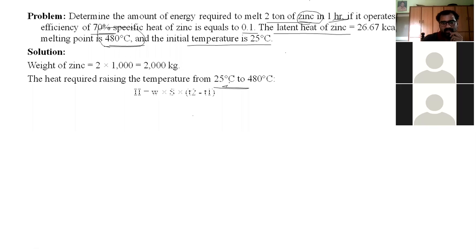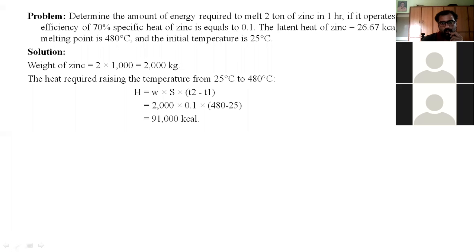So for that we have calculated: heat is equal to weight of the zinc into specific heat of the zinc into the difference between the final temperature and initial temperature. By placing the values, that is 2000 kgs into specific heat, he has given 0.1. The specific heat has been given as 0.1. This 0.1 into T2 minus T1. T2 is the final temperature, that is the melting temperature, and the initial temperature is T1. While placing these values, I have got 91,000 kilocalories.